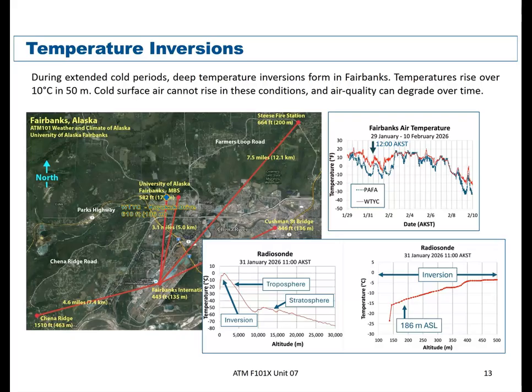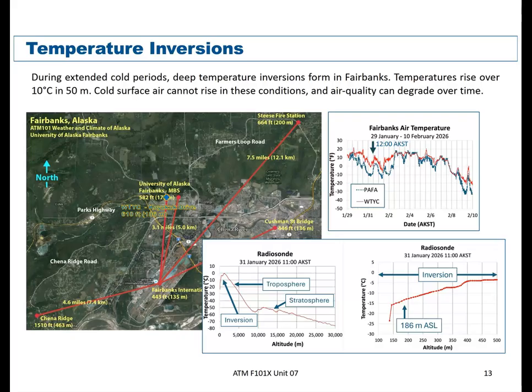I reviewed the Unit 4 data from our WTYC weather station and the corresponding Unit 5 data from the PAFI weather station at Fairbanks International Airport, FAI. PAFC sits at 135 meters above sea level. WTYC sits at 186 meters above sea level. So WTYC is 51 meters above PAFC. On the afternoon of the 29th of January, we see a 10 degrees Celsius difference between the two station temperatures, with WTYC warmer than PAFA.